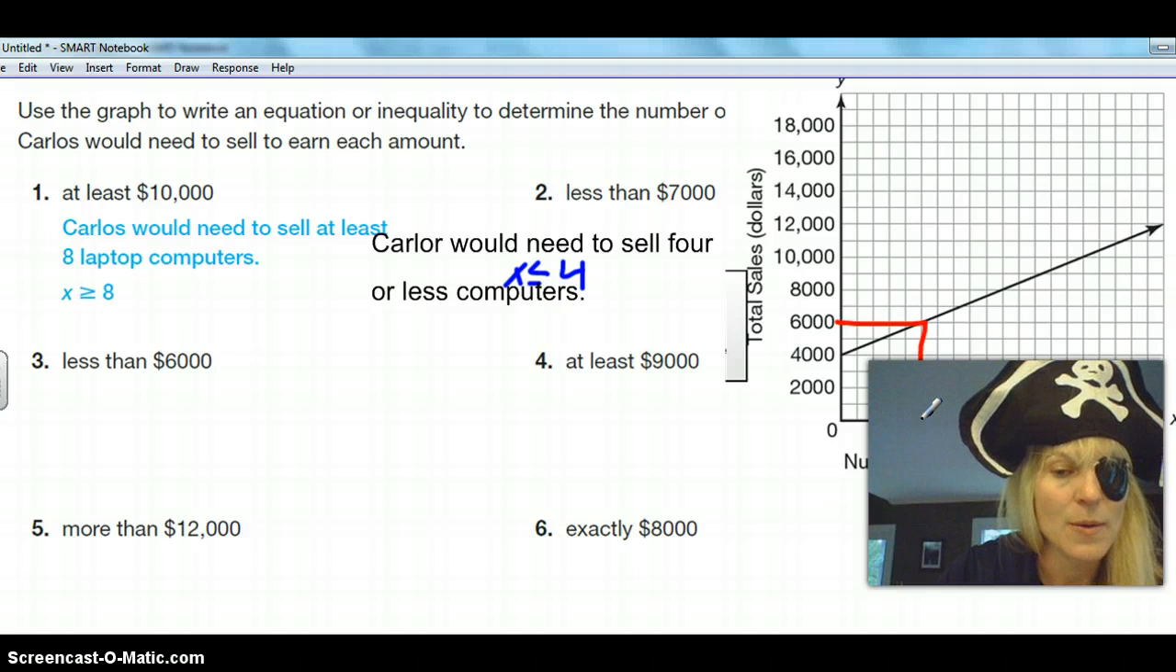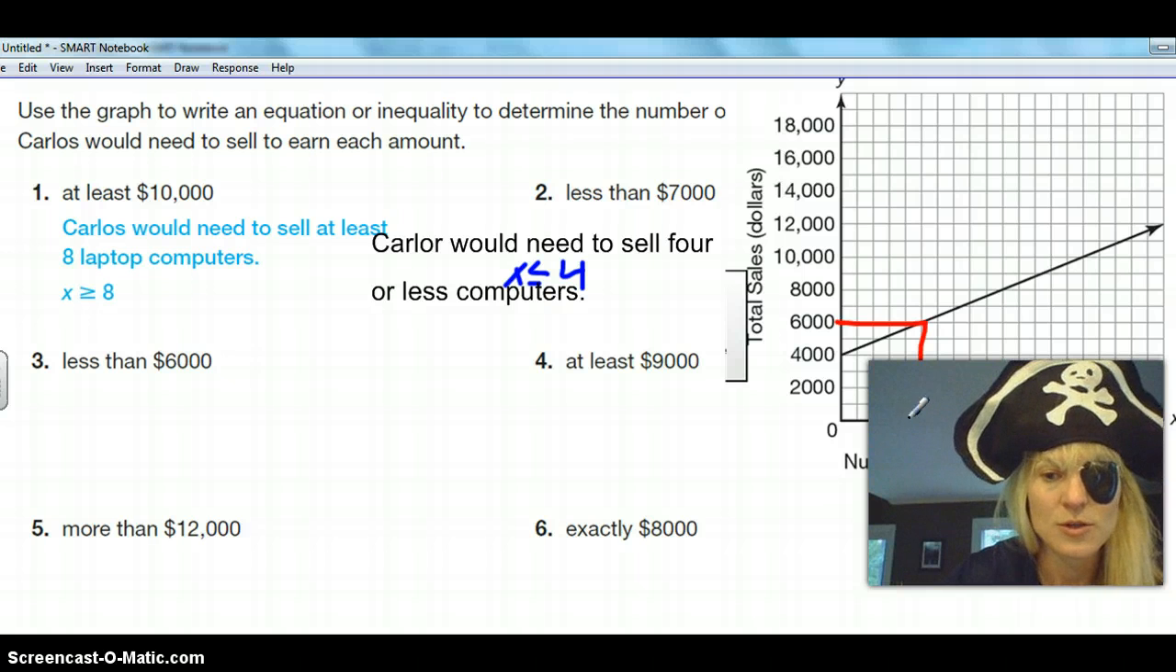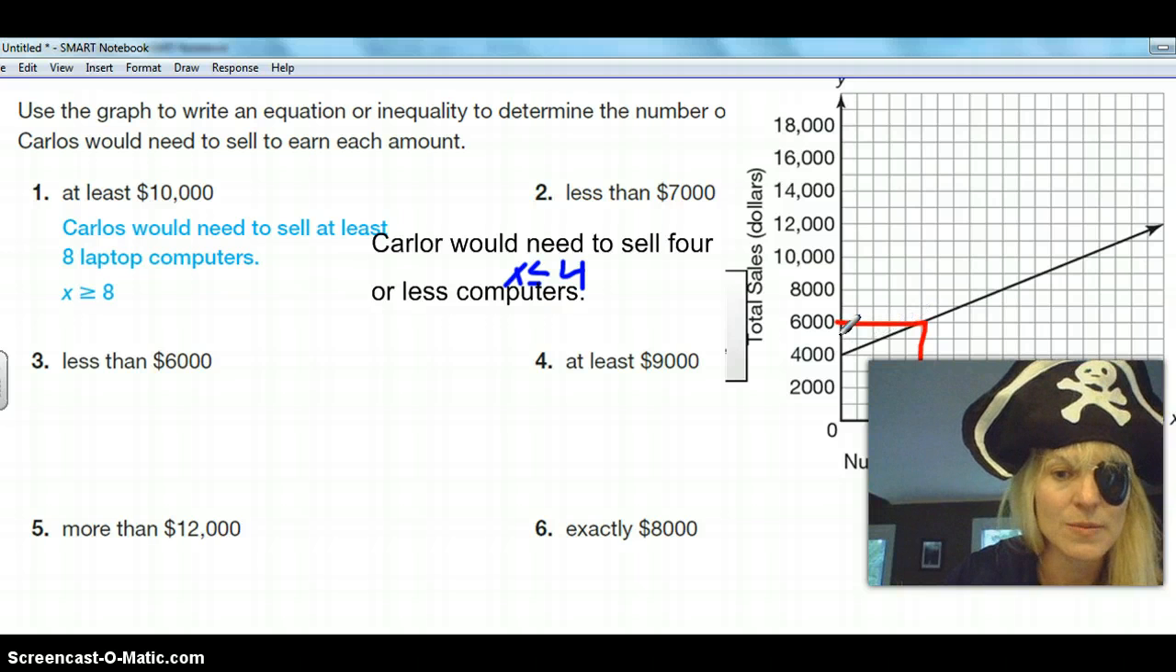And since we're talking about money, if I sell 2 computers or less, that's going to be under the 6,000. So we're going to have to round that up to 3 computers. So we'd have to say he has to sell 3 computers or less. So he has to sell this much or less to make less than $6,000, okay?